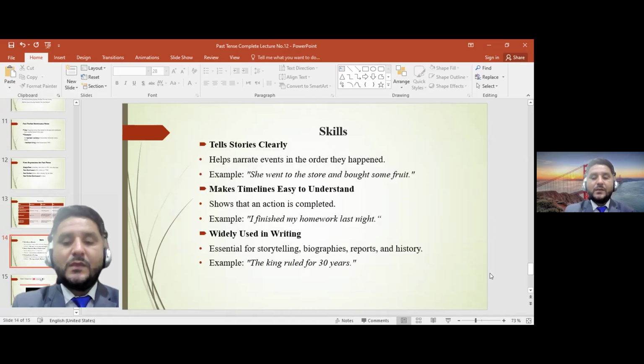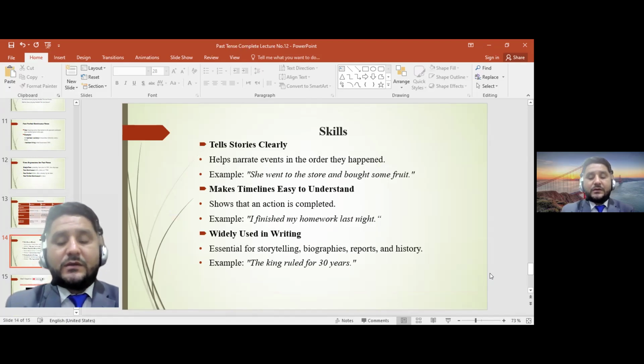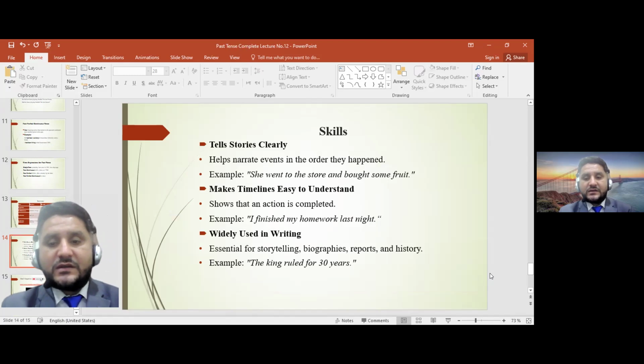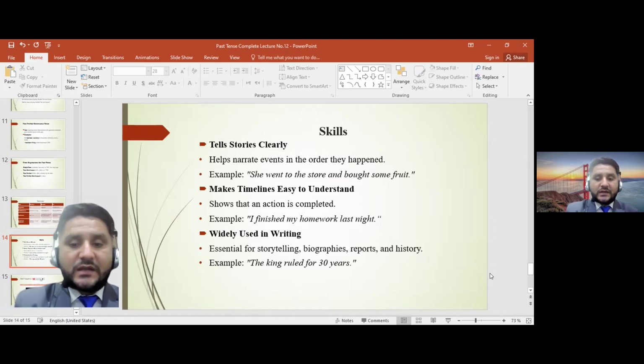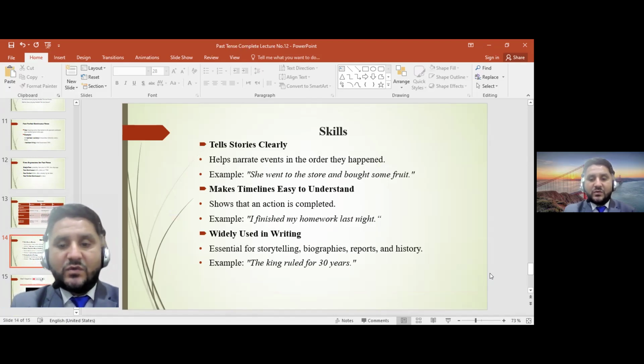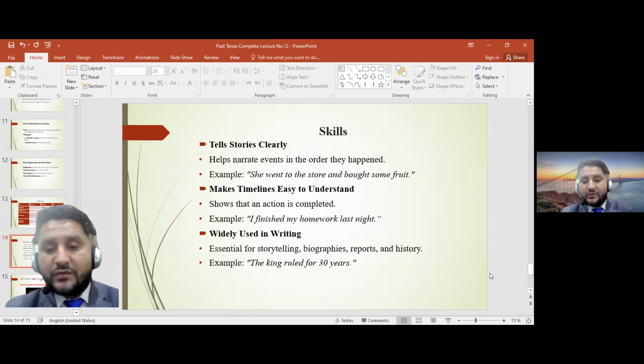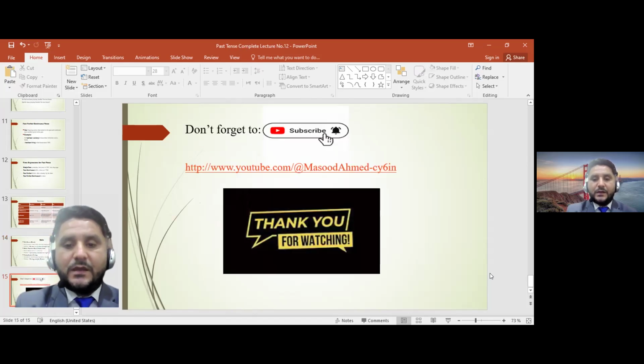So what skills would you get after learning these four types of past tense? We can tell stories clearly and narrate events in the order they happened, the exact order of the events. So, she went to the store and bought some fruit, and it makes the timeline easy to understand. Here, it shows that an action is completed. For example, I finished my homework last night. It's widely used in writing, essential for storytelling, biographies, reports, and history. As the example indicates, the king ruled for 30 years.